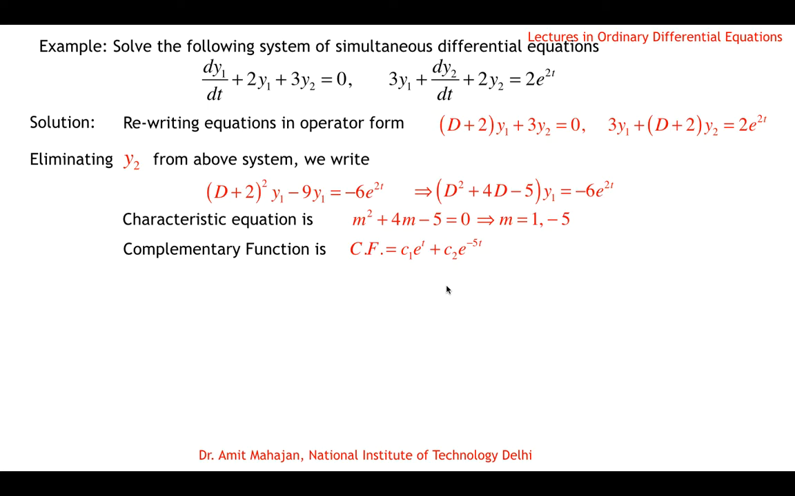Then the particular integral is 1 by the operator on the right hand side. So the operator is D squared plus 4D minus 5. So the particular integral is 1 over D squared plus 4D minus 5 operated on the right hand side, minus 6 e raised to power 2t. Minus 6 is a constant, so it goes outside. And for an exponential, the rule says that we can put D as a, which is 2 here. So it will become 4 plus 8 minus 5.